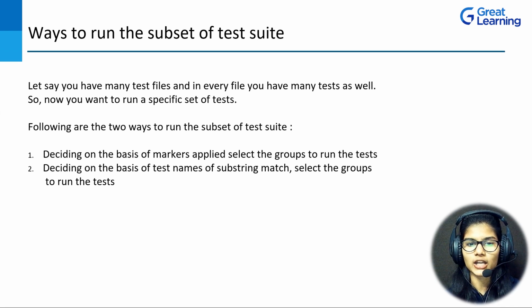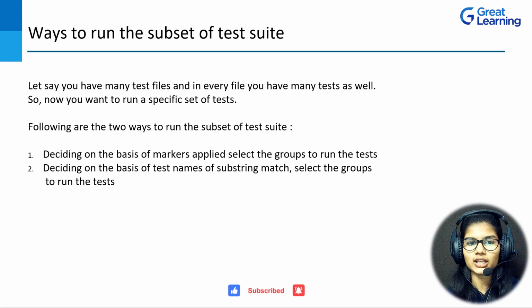Whatever markers you have put up, according to that you could select the groups and run the test. Moving to the second, we have deciding on the basis of test names or substring match, to select the groups to run the test. For the substring match, you could decide on the basis of the test names, and according to that only you could run that test. So these are the two different ways used to run a subset of the test suites.